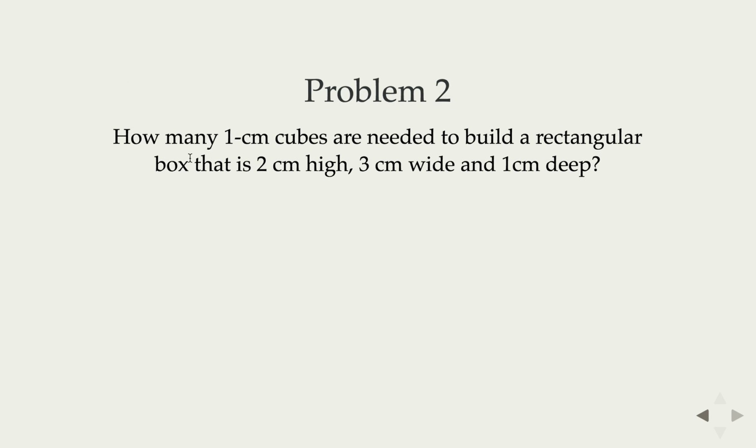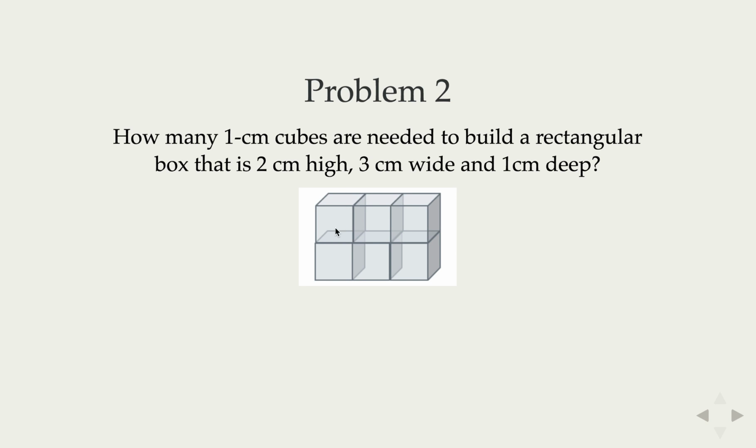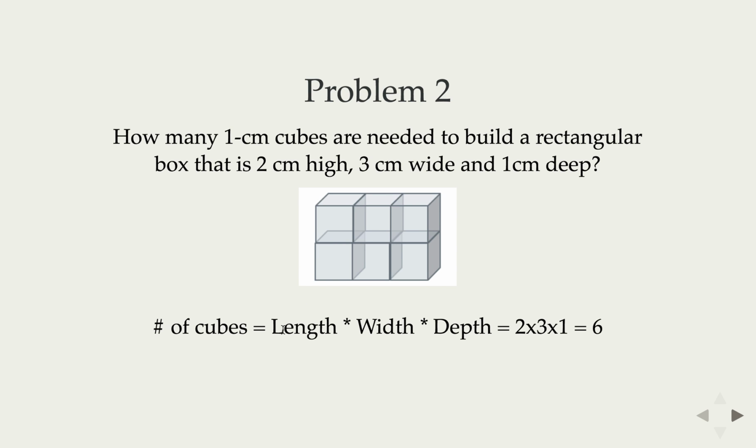Now, as we saw earlier, you can also build a rectangular shape. All right, so for this box, we have 2 centimeters high and 3 centimeters wide and 1 centimeter deep. All right, so it's like this. So how many cubes do we need? Let's count. 1, 2, 3, 4, 5, 6. So the formula we figured out is that we use the length times the width times the depth. We figured out the total unit cubes required in order to build this shape. In this case, the answer is 6.